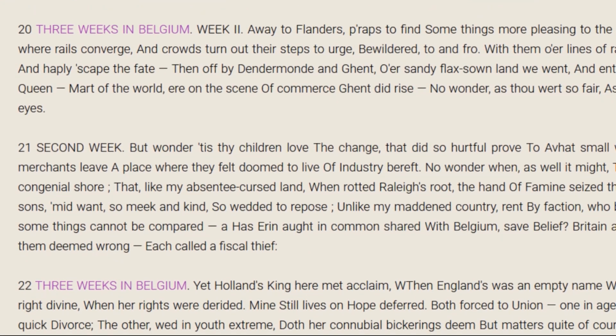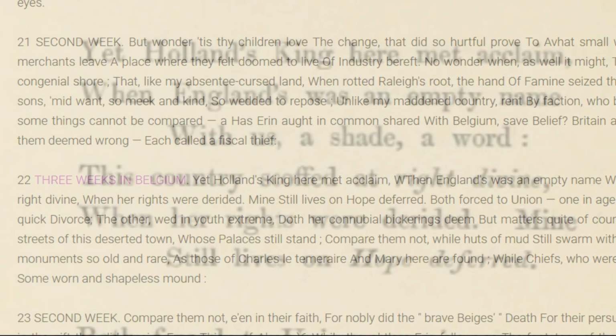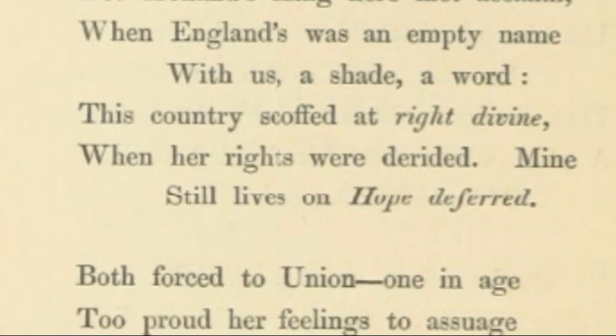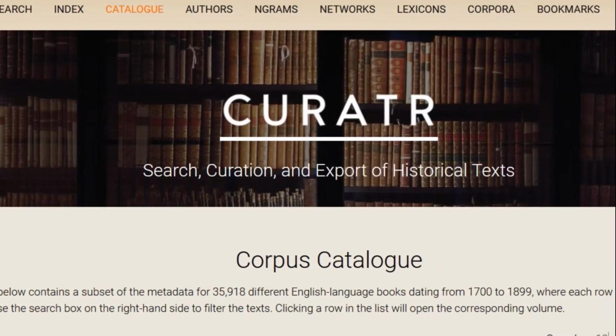Curator can help you identify large-scale patterns, but it can also lead you back to specific texts. I hope you have found this short presentation of how to use some of its functionality helpful.